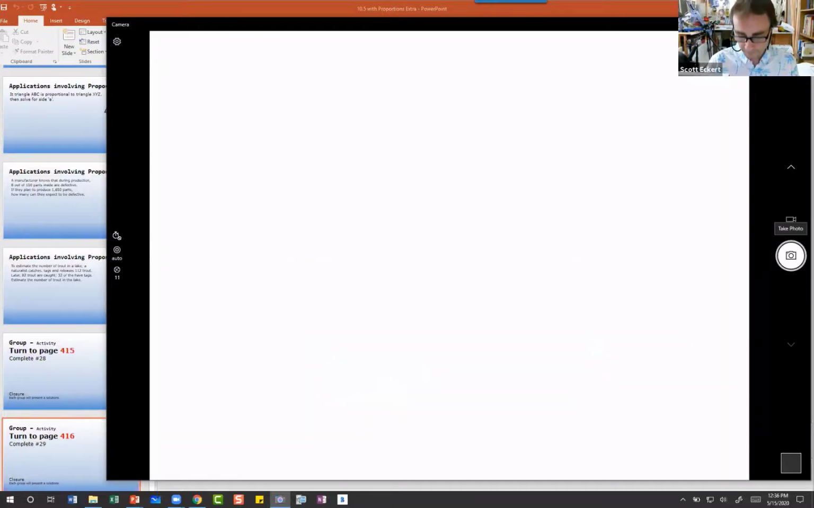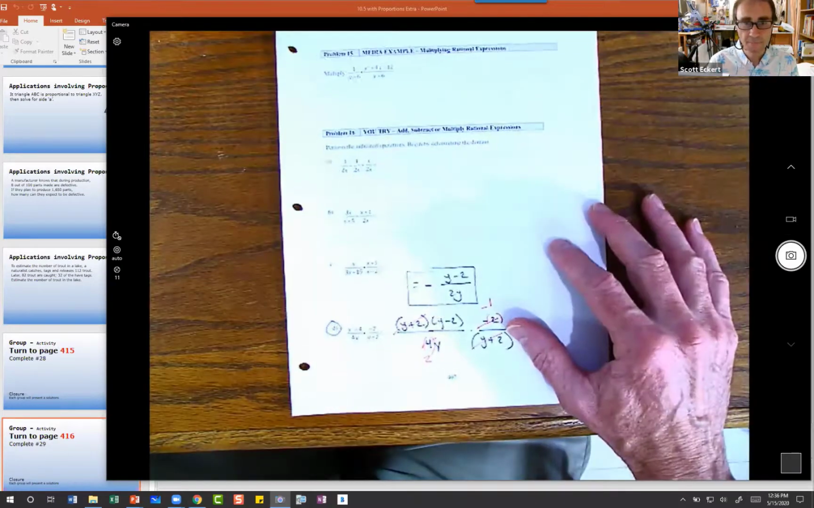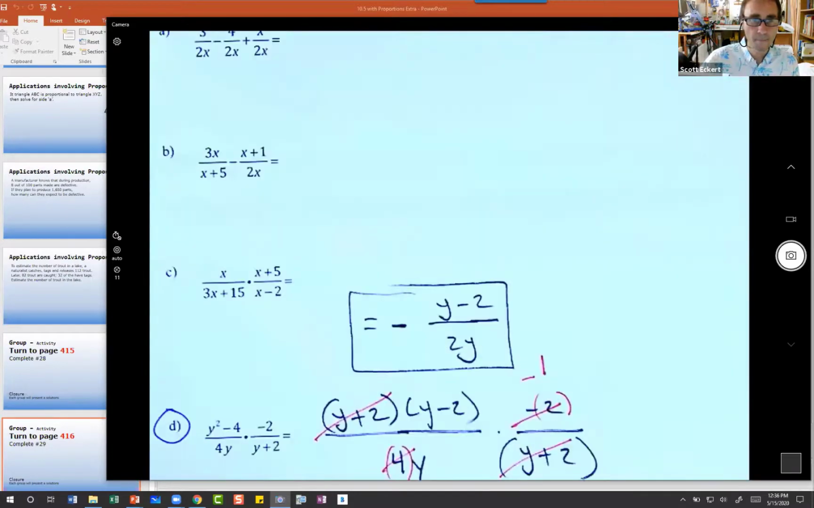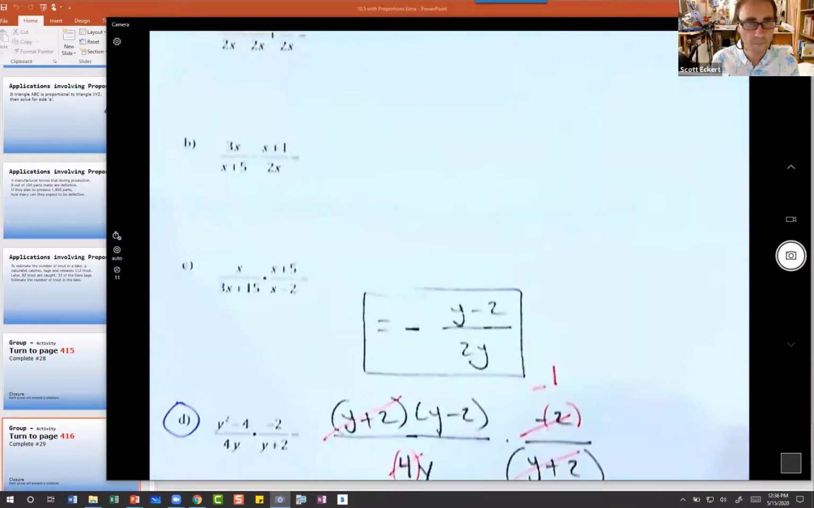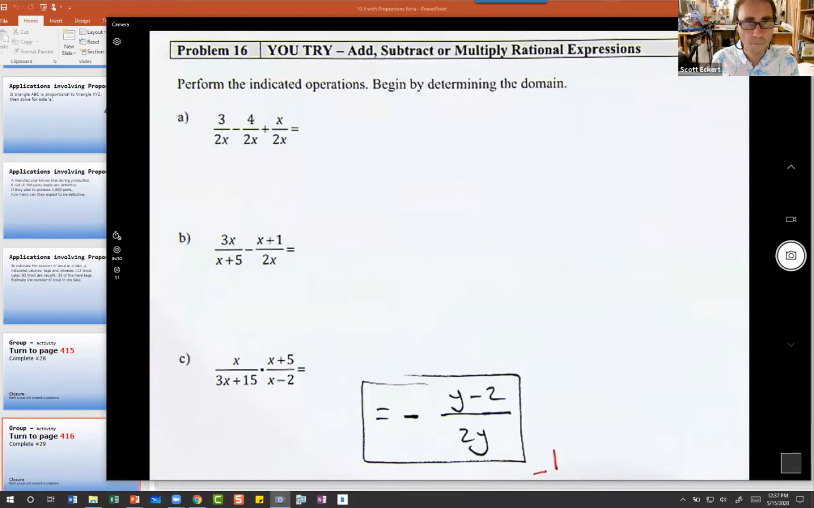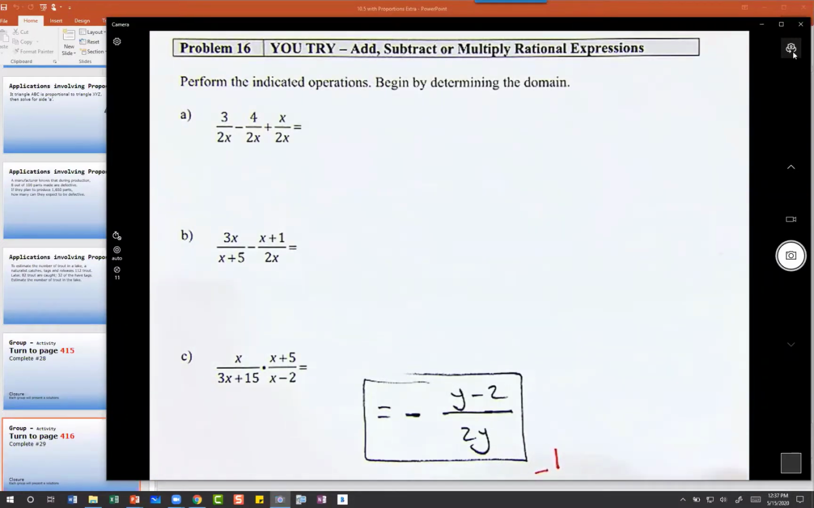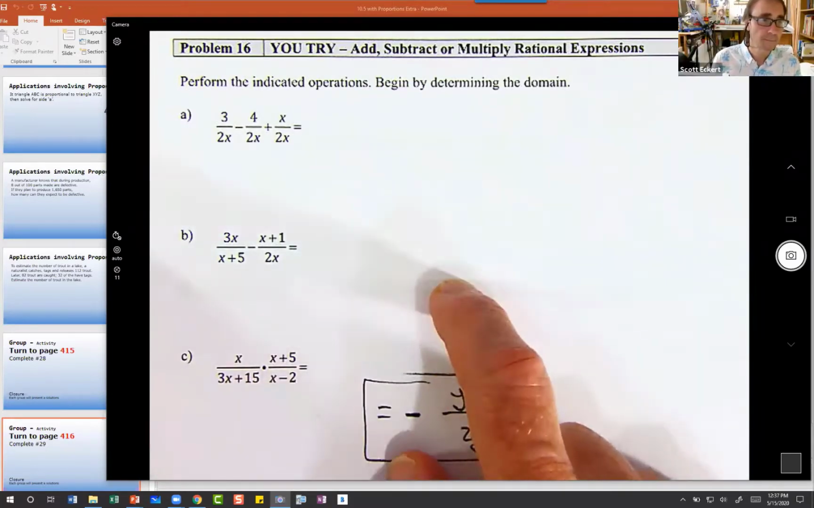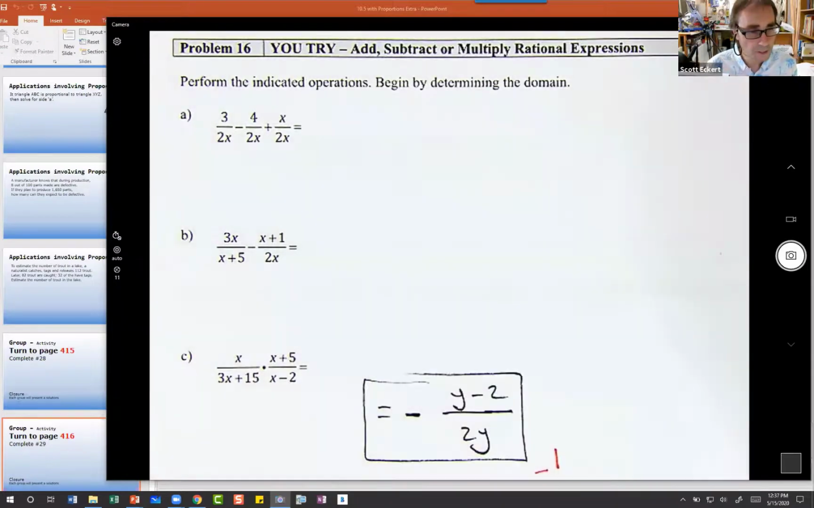Here it is, finally. Problem number 16B 407. So I want you guys to work on that. You can work on it by yourself, but feel free to unmute yourself and ask each other questions. I'm going to stay out of it for a few minutes and let you kind of struggle through it. I want to see what you guys come up with.